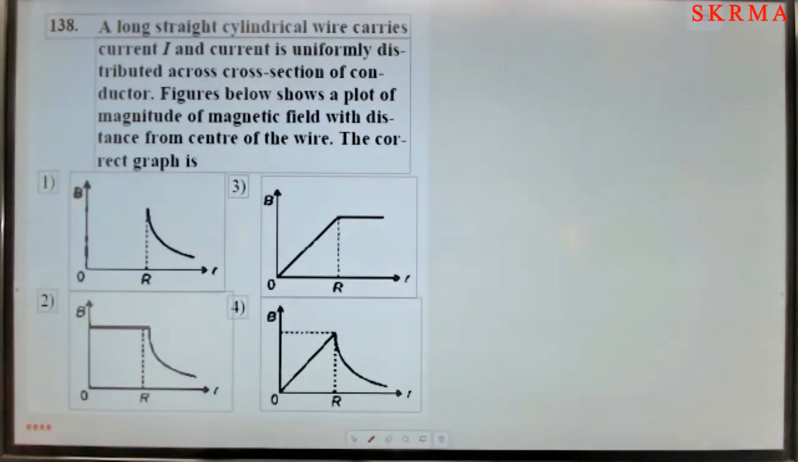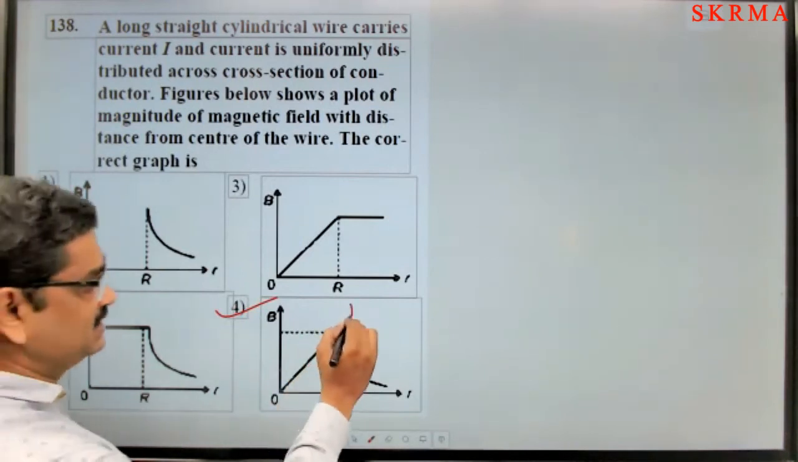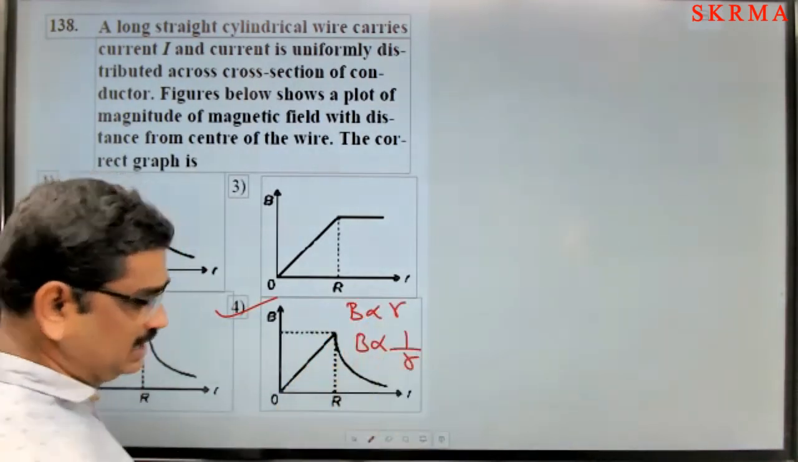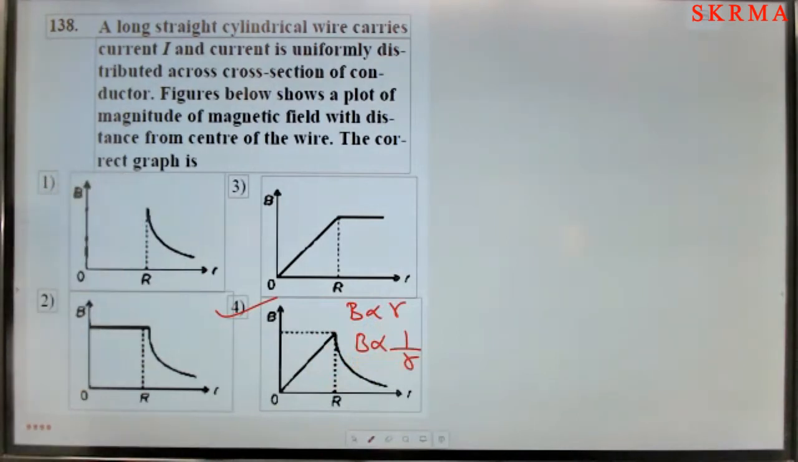Next, a long cylindrical wire carries a current I. The current is uniformly distributed across the cross section of the conductor. Then what is the variation of magnetic field with the distance? In the previous paper also there is this. Within the conductor, the magnetic field is directly proportional, and outside the conductor, inversely proportional. So you have to select the fourth option.